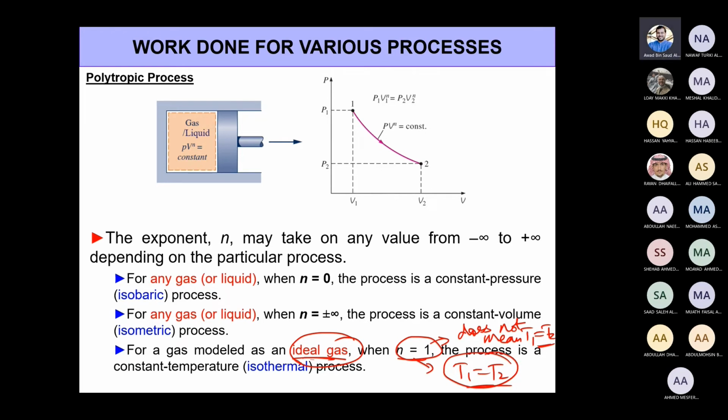All right, any questions here? So, doctor, if n is equal to 1, the final rule is T1 equal to T2, only if the substance is an ideal gas. If the substance is not an ideal gas, then we cannot say T1 is equal to T2 for n equal to 1. Okay.